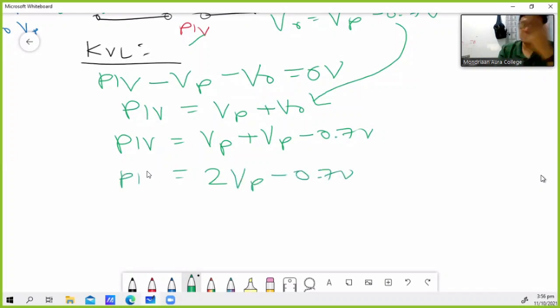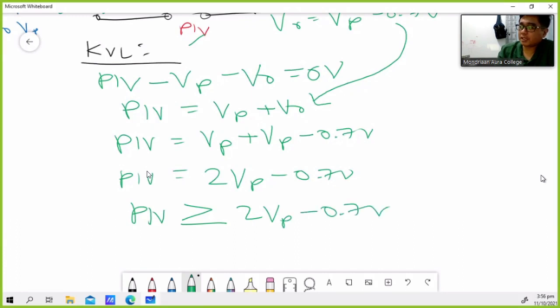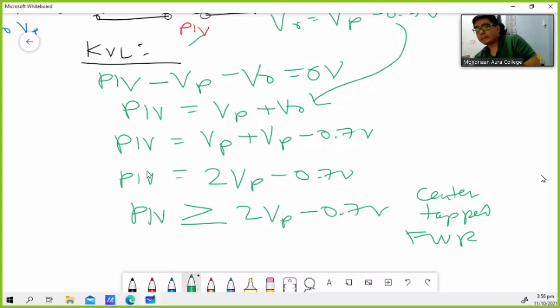Pero sabi ko sa inyo, ang PIV is expressed like this. PIV must be greater than or equal to twice the value of the peak voltage minus 0.7 volts. This is for the center tap. Ito ay applicable for the center tap full wave rectifier. Okay. So let's say, pumapasok is 10 volts na lang. VP is let's say 10 volts.